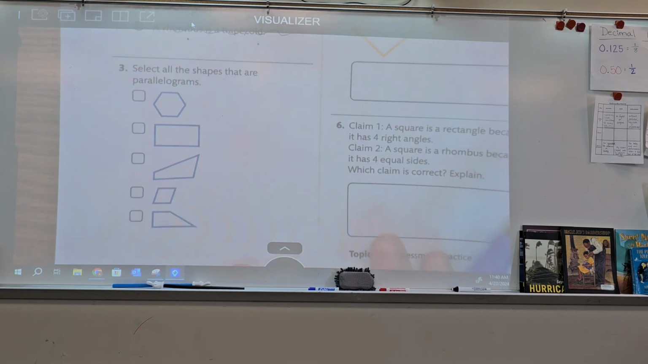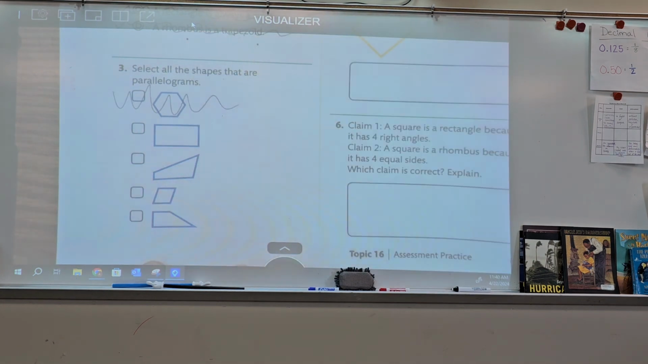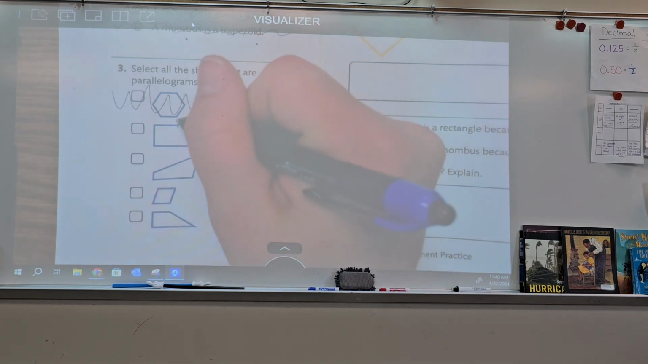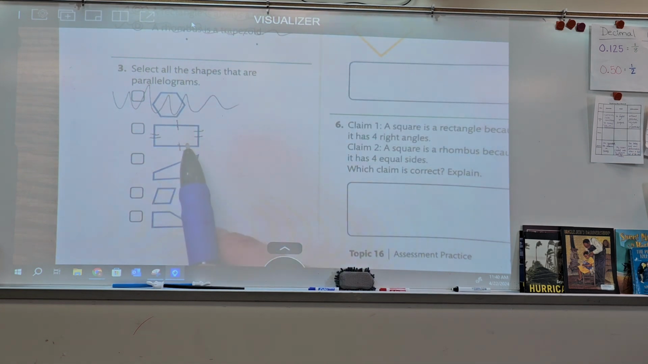Number 3, select all the shapes that are parallelograms. Parallelograms just mean a pair of parallel sides. A parallelogram is also a quadrilateral. Because this is not a quadrilateral, it cannot be a parallelogram. This one, those are parallel sides, those are parallel sides. So because I have 1, 2 pairs of parallel sides, that a rectangle is a parallelogram.